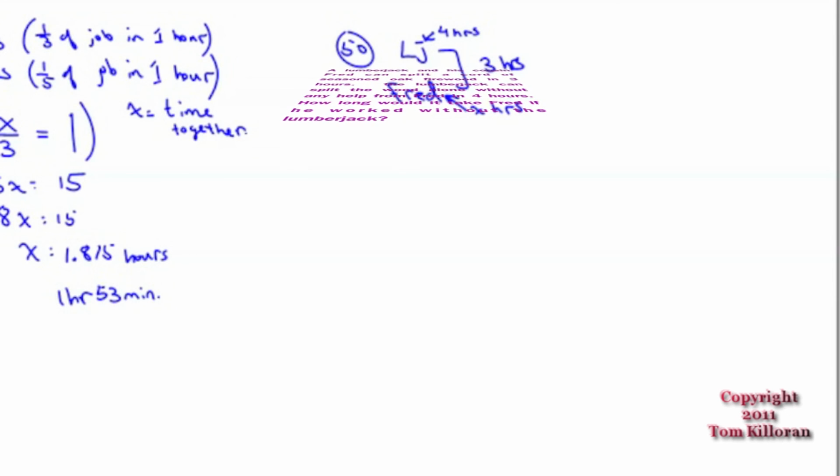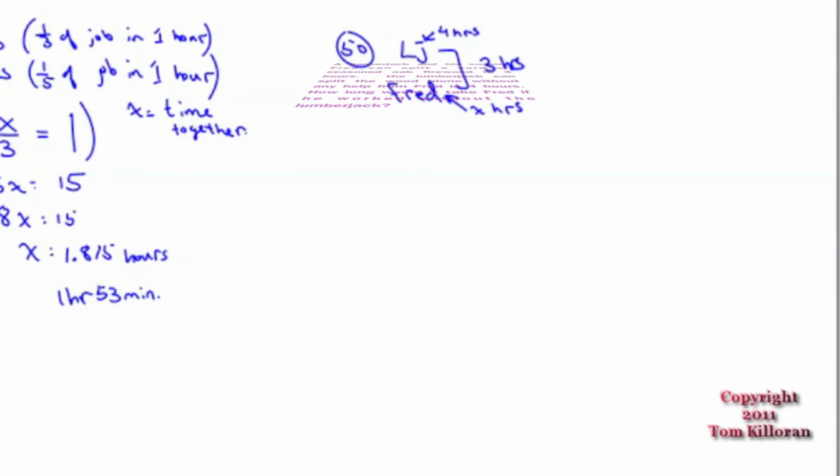Now the setup is identical to this one, but the only difference is X is now not going to represent the time together because over here we have the time together. But the setup is going to be the same. You're going to have a fraction plus another fraction, and it's going to equal 1. Where X is over there, we now are going to put 3 because their time working together is 3 hours. So 3 goes here, 3 goes here. Now, we just have to decide which fraction is the lumberjack. Just pick one. It doesn't matter.